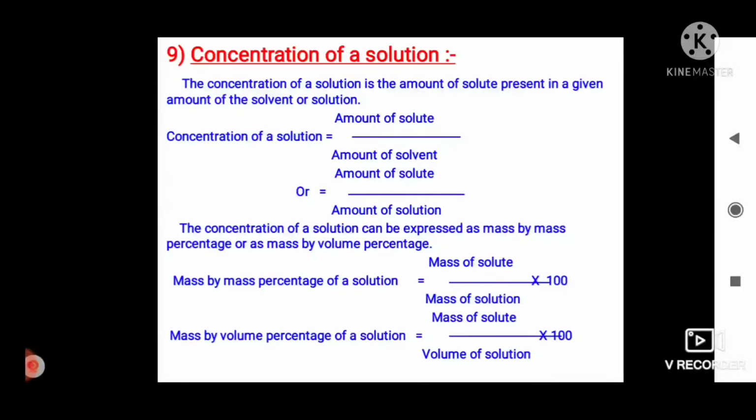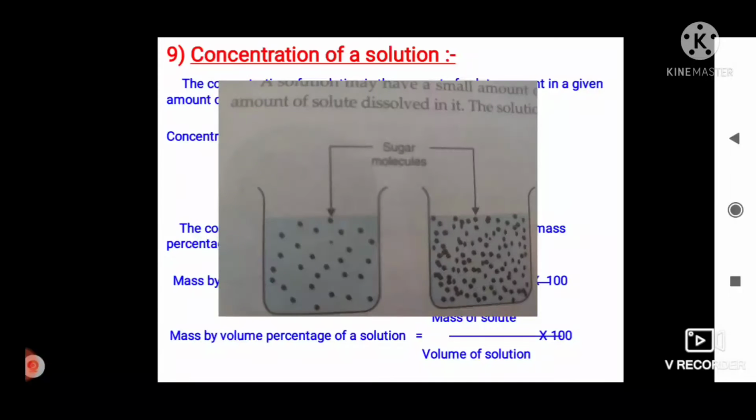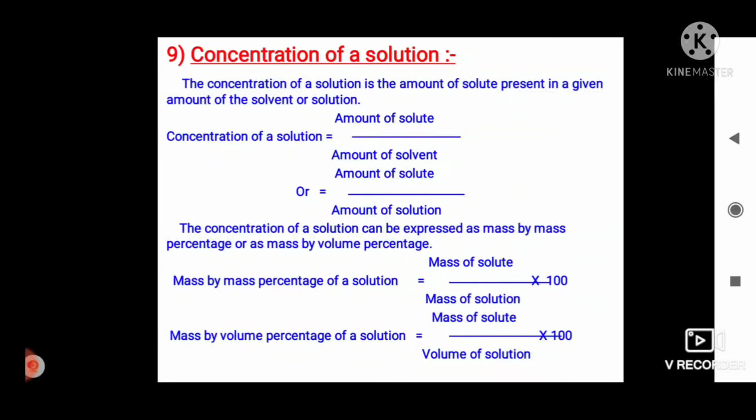Concentration of a solution. Now we are going to study the topic concentration of a solution. Suppose a solution may have a small amount of solute dissolved in it, while another solution may have a large amount of solute dissolved in it. The solution having a small amount of solute is said to have low concentration, and it is known as a dilute solution. And a solution having a large amount of solute is said to have high concentration. It is known as a concentrated solution.